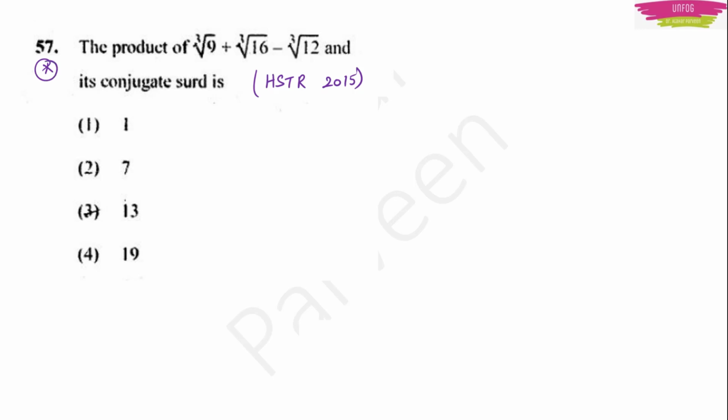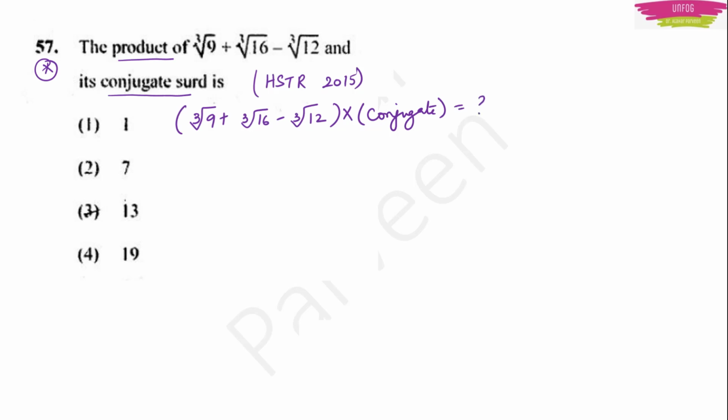The question is the product of, it is cube root of 9 actually. You are not able to see it properly. No, I will write it here. It is cube root of 9 plus cube root of 16 minus cube root of 12. This is the question. Okay. The product of this and its conjugate SURDS. Not only this, into its conjugate. That is your question. You have to find the answer for this.